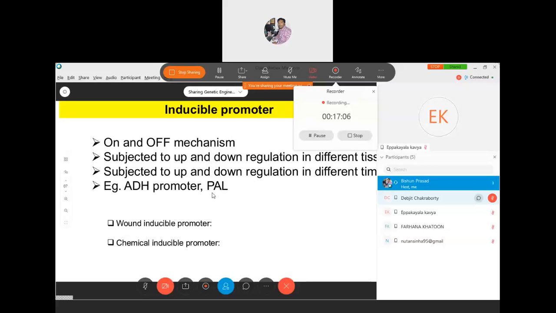This PAL gene, PAL is phenylalanine ammonia lyase promoter. This gene is also used for inducing a gene at a particular time point, a particular stage of the crop. So another very good example is the wound inducible promoter.